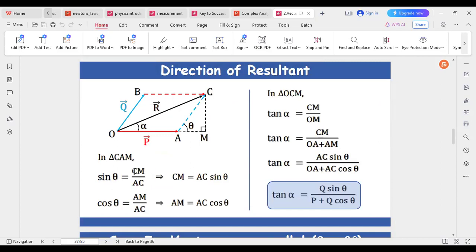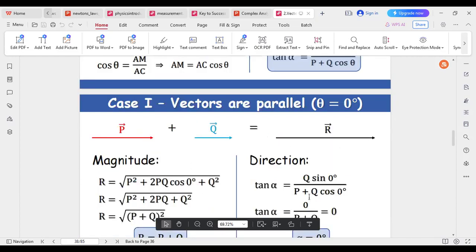Sin theta equals perpendicular by hypotenuse. Cos theta equals base by hypotenuse. Similarly, tan alpha equals perpendicular by base. So base OM equals what? OA plus AM. Just putting in the values of OA and AM, we can find the direction.